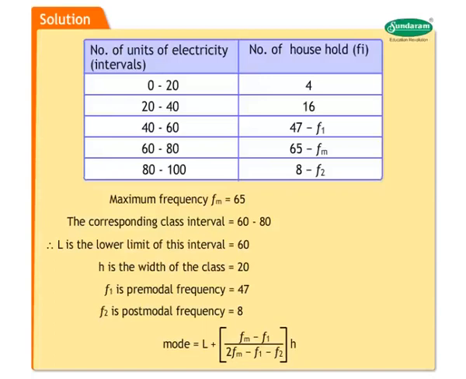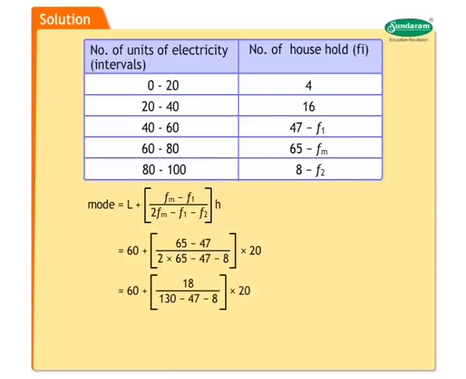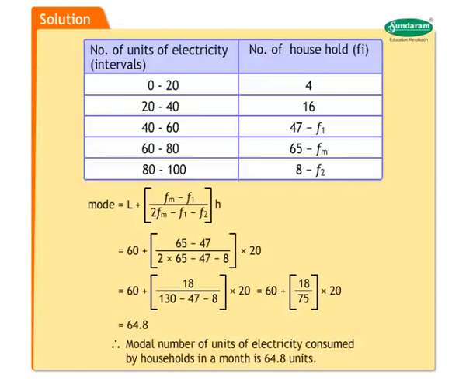into h. By substituting the values, we get mode is equal to 60 plus (65 minus 47 upon 2 into 65 minus 47 minus 8) into 20, is equal to 60 plus (18 upon 130 minus 47 minus 8) into 20, is equal to 60 plus (18 upon 75) into 20, is equal to 64.8. Thus, the modal number of units of electricity consumed by households in a month is 64.8 units.